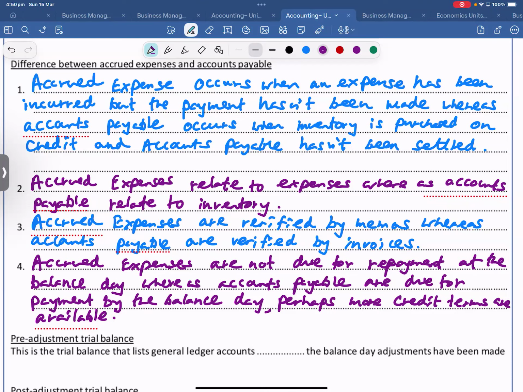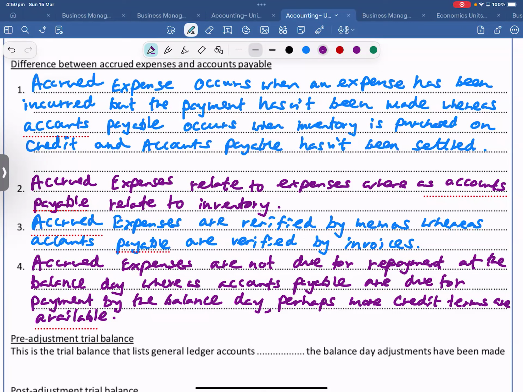So then we are basically calculating it, or finding it, based on probably memo or previous experience, right? Previous data, previous information. And then accounts payable, they are due for repayment, but still there can be more credit term available, right? So there can be more credit terms after the balance date, and then we can pay it.